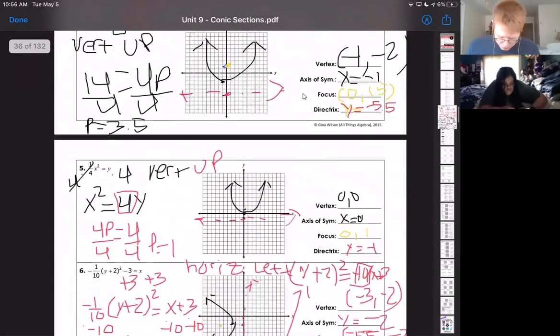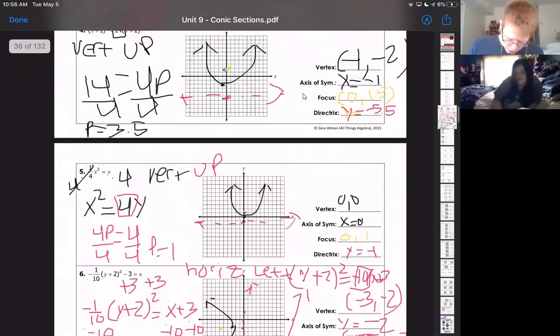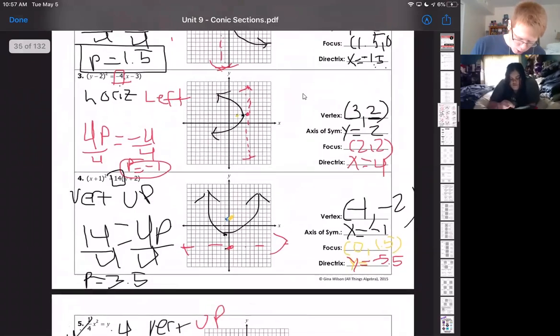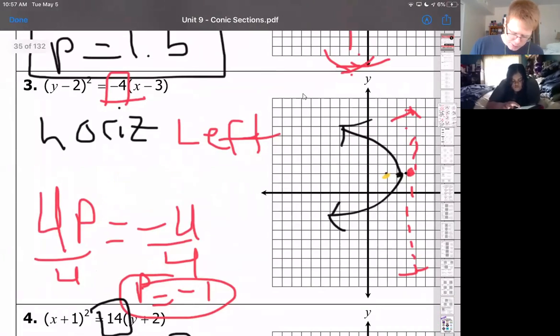But as you can see from my mistake, one thing to be very careful about is to make sure you write your vertex with the x part first and then the y part. So like number 3, your vertex would be 3, 2. That's a very easy mistake to make.